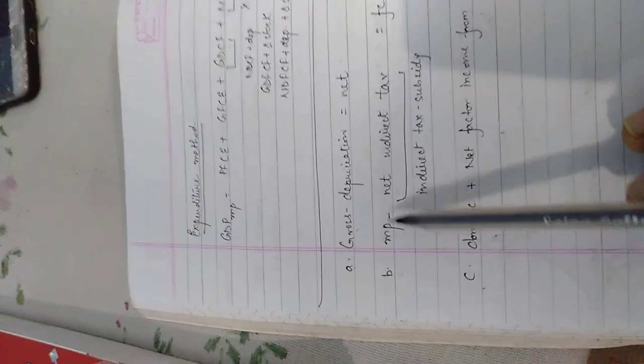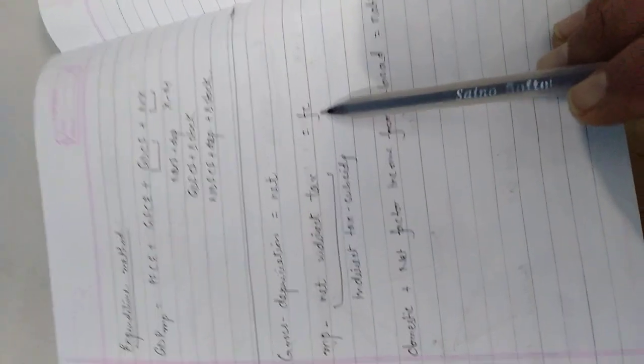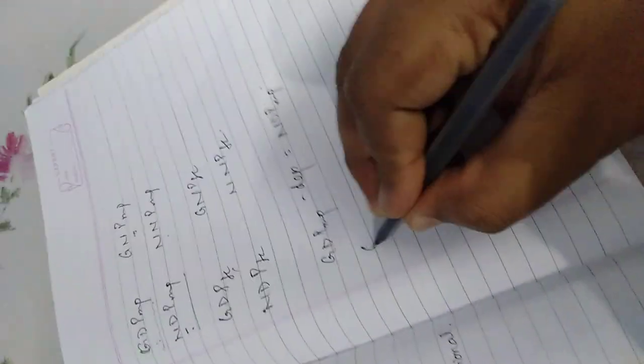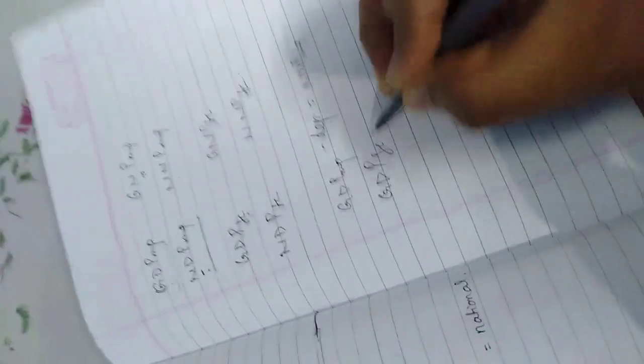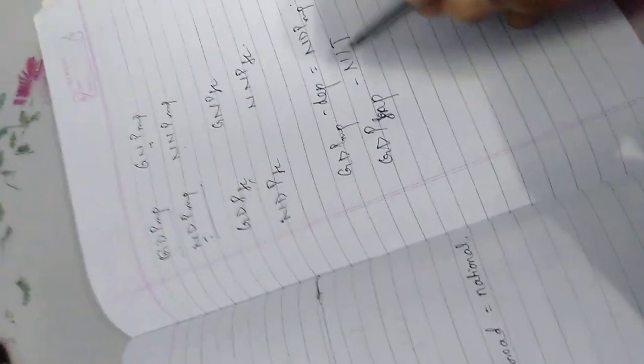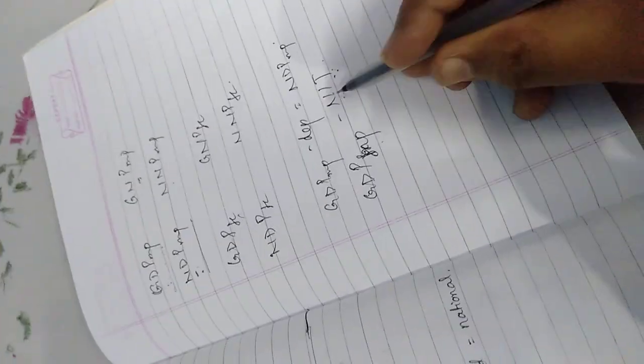Now the second formula that you can see over here is, whenever you have market price and you need to convert into factor cost, what you need to subtract is net indirect tax. So if I go ahead with the formula, then GDP MP minus net indirect tax, which in short form we use as NIT. So you see market price minus NIT is equal to GDP FC. Market price minus NIT is factor cost.